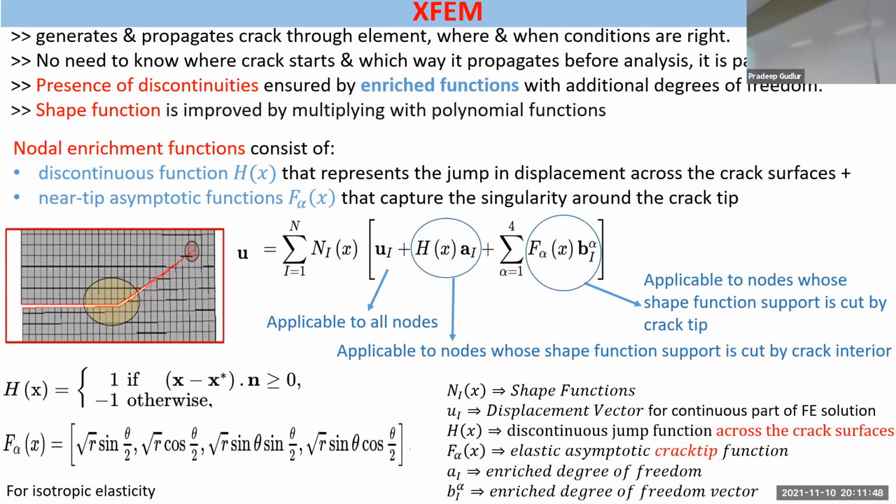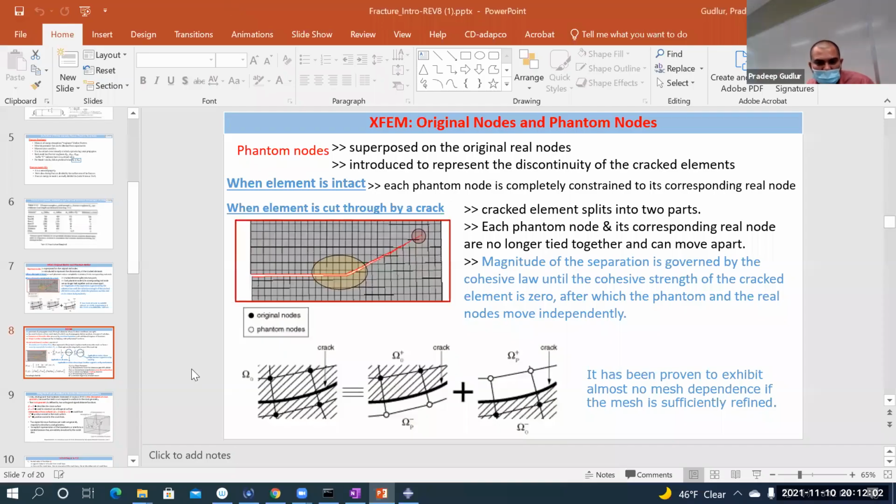The Heaviside function is going to take care of the jump at the crack surfaces, right? At the same location, you have two displacements, right? At this location. I don't know why I'm not able to write on the PowerPoint.